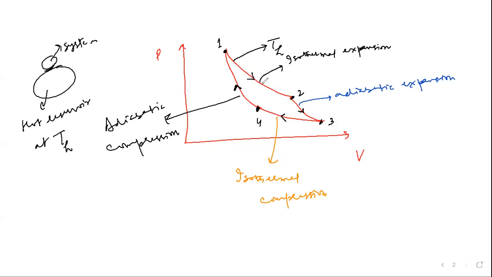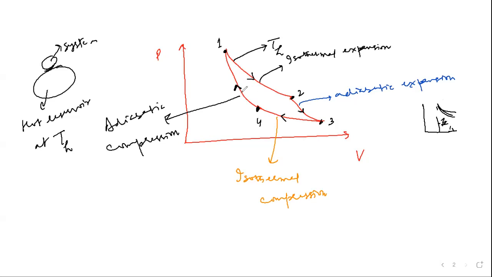So the system expands against the surroundings, so it does work. And that work is the area under this portion of the curve. This work, you know that. We show it part wise. This is my first step. So the area under the curve will be work, right?